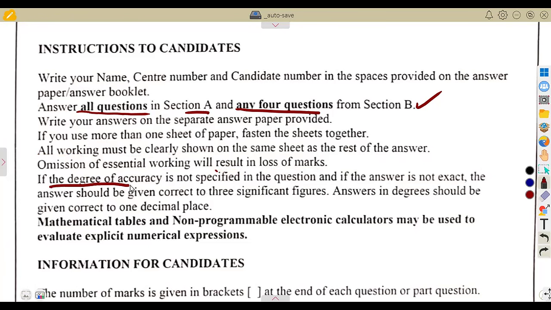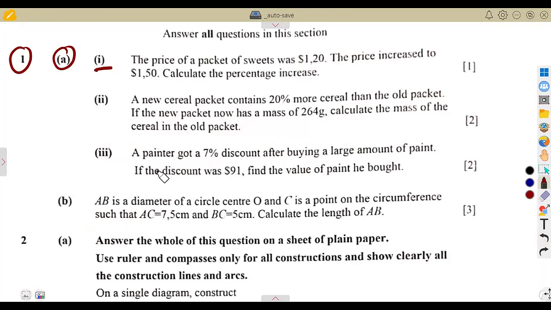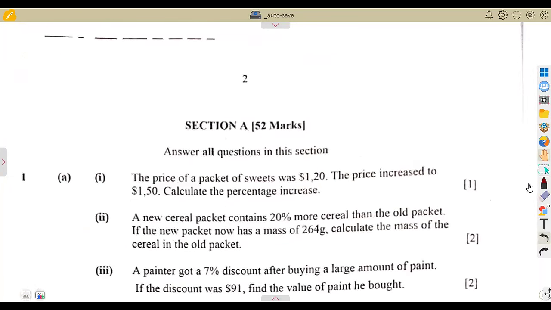And also, if the degree of accuracy is not specified in the question, and if the answer is not exact, like you're given endless decimals, on that condition, you are supposed to round off correct to 3 significant figures. Then for the angles, you use 1 decimal place. So that is what we had. We are going to go through our question and see what we are given so that we'll be able to understand how to answer these typical questions in a future examination that you're going to have.